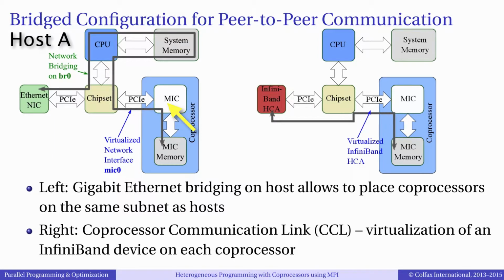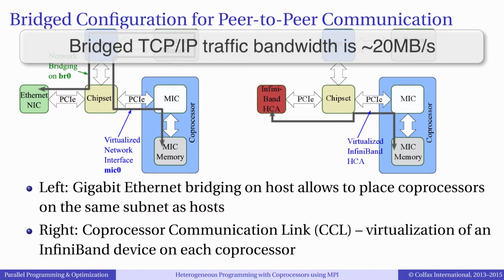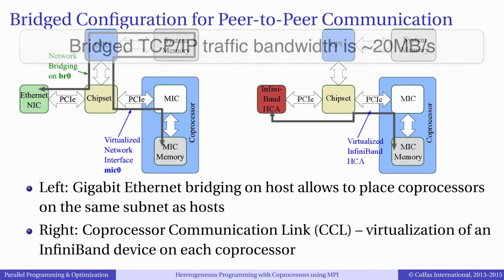That means that a coprocessor in node A can send a TCP/IP packet to a coprocessor in node B. Physically, host A will deliver this packet to the network switch, the switch will deliver it to host B, and that host will deliver the packet to the local coprocessor. This bridge configuration is, again, useful mostly for administrative tasks. Even though it is possible to run MPI communication between coprocessors across an external TCP/IP bridge, this traffic will be limited in bandwidth at around 20 MB per second, even if the network is capable of greater bandwidth.